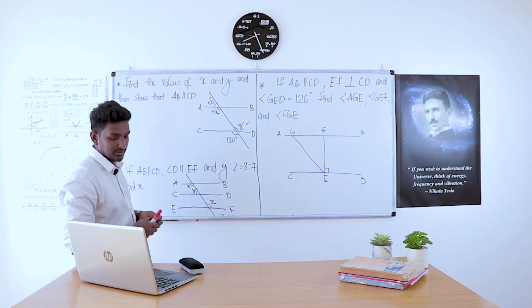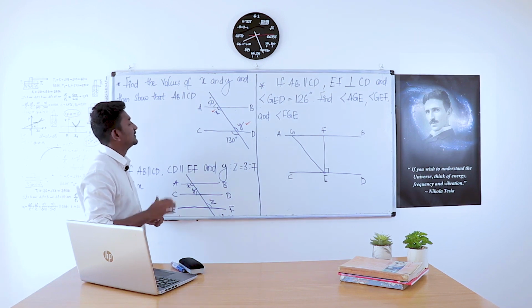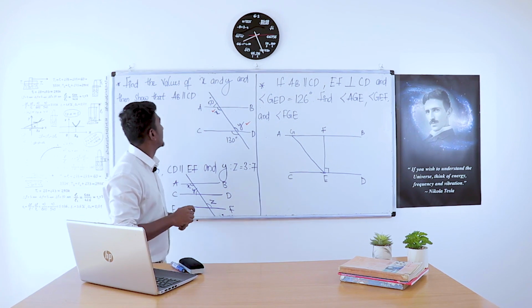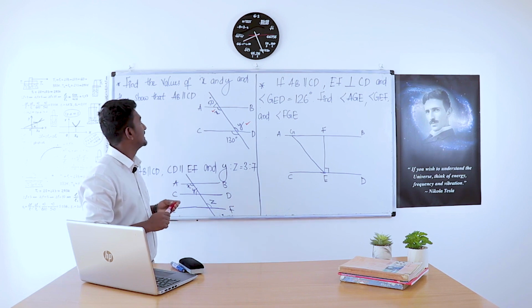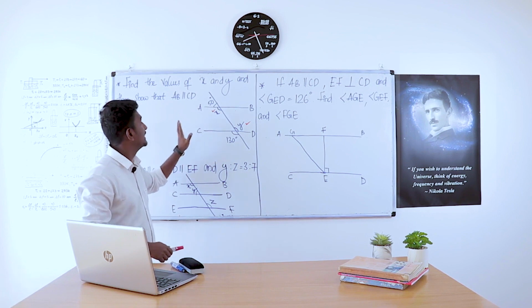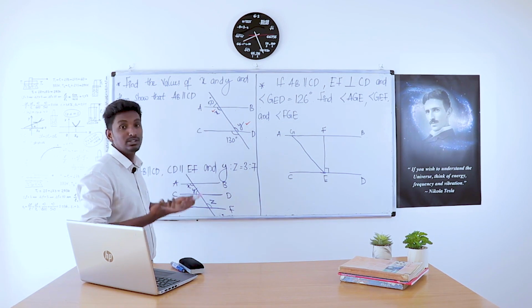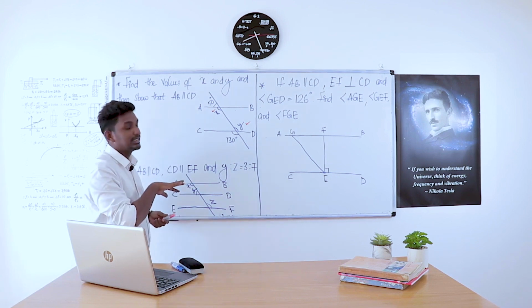Okay, then look at the figure. We just studied that if two parallel lines are intersected by a transversal, then alternate interior angles are equal. But here we have to show AB parallel to CD. Now we don't know whether AB is parallel to CD or not.